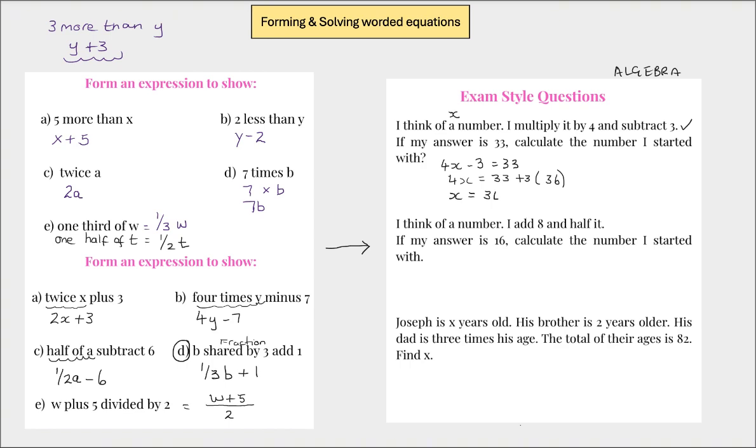So now we've got 4x equals 82, subtract 2, because that's a plus, which leaves us with 80. And we need to divide 4 into 80. So x equals 16. So it's asking us to find x, and we have just found x. So we know that Joseph is 16 years old.